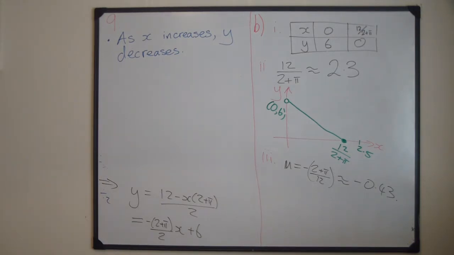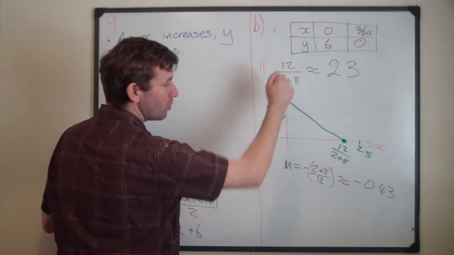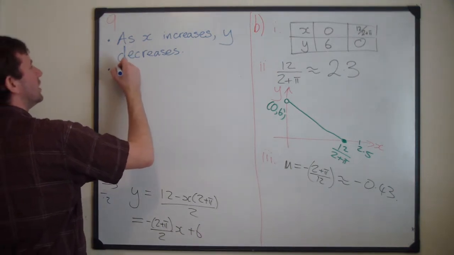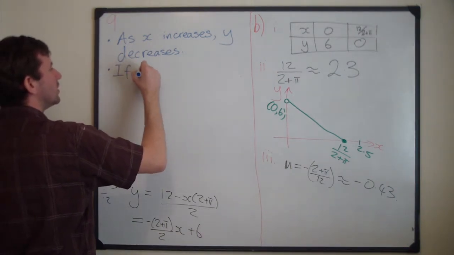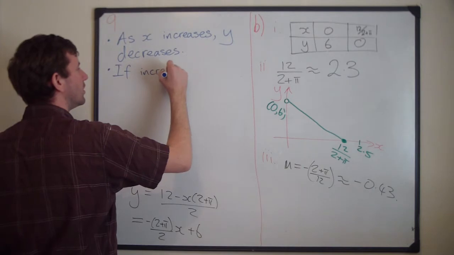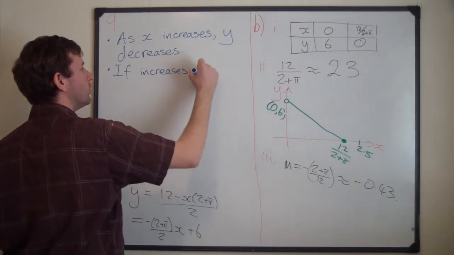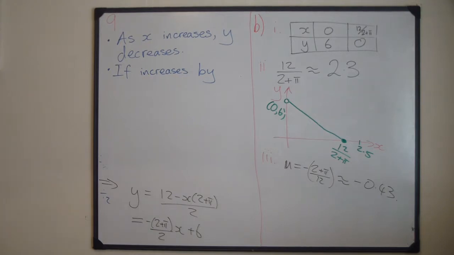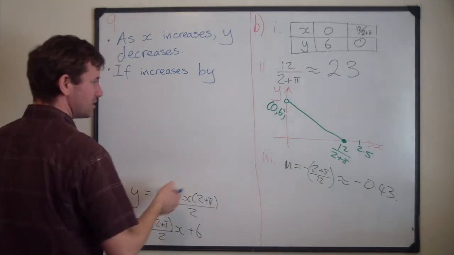Now the slope is a bit more specific. It's rise over run. So what I'm saying is that if x increases by 1, y decreases by approximately 0.43. This would be the second thing. Because slope is the rate of change, you could even say if x changes by delta x, I'll throw that up here as well.